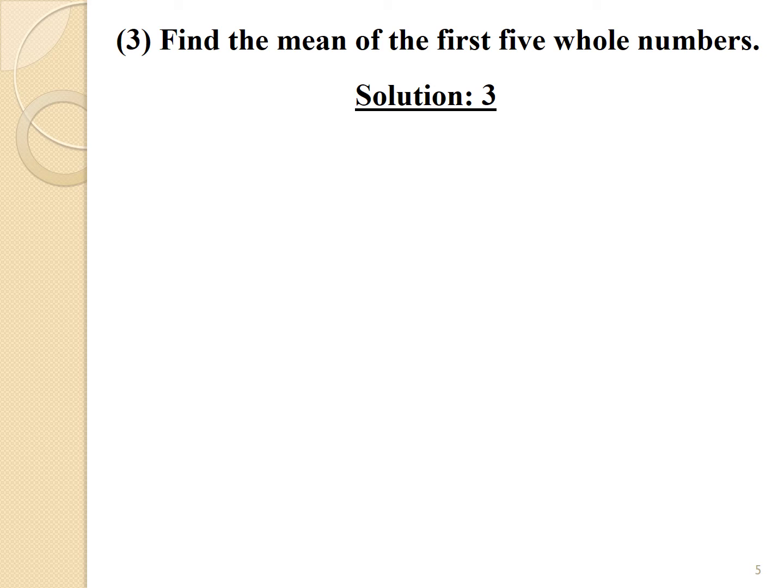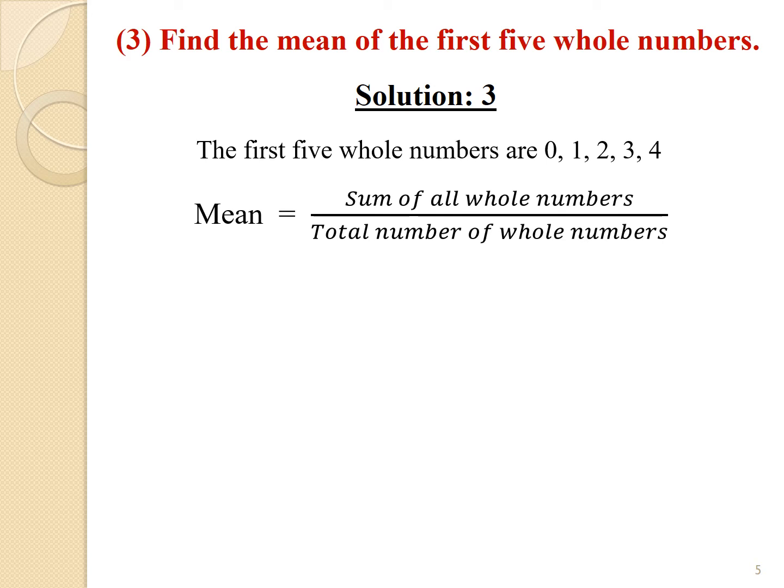Now, question number 3. Find the mean of the first 5 whole numbers. The first 5 whole numbers are 0, 1, 2, 3 and 4. Thus, mean of the first 5 whole numbers equals sum of all whole numbers upon total whole numbers. Now, adding 0, 1, 2, 3 and 4 and dividing it by 5, we get 10 upon 5. Now, dividing 10 by 5, we get 2. Thus, mean of first 5 whole numbers is 2.